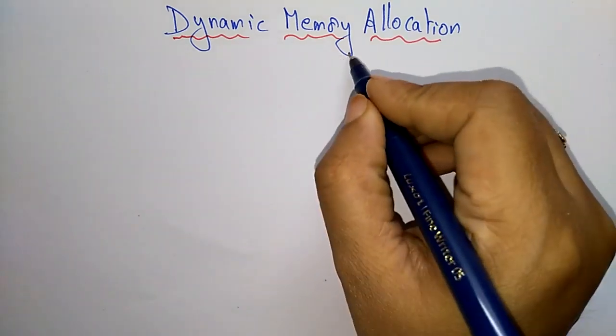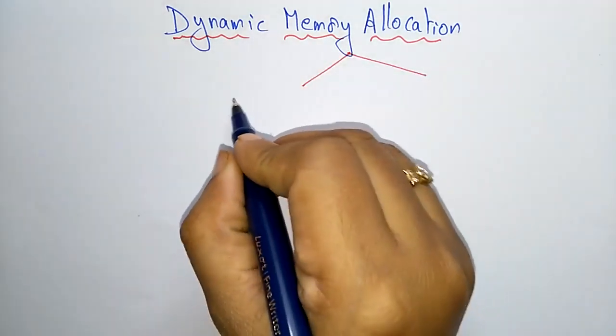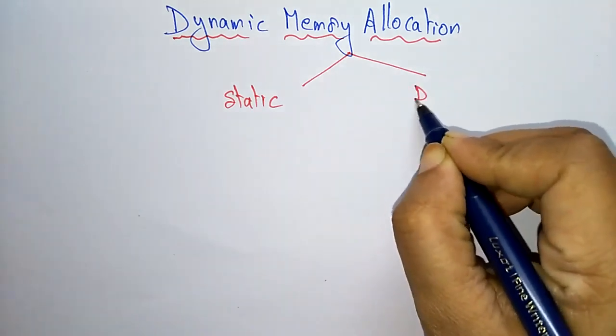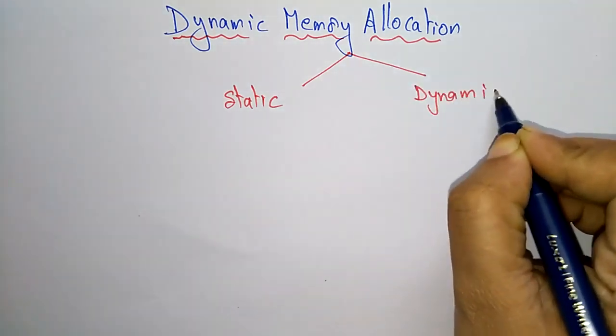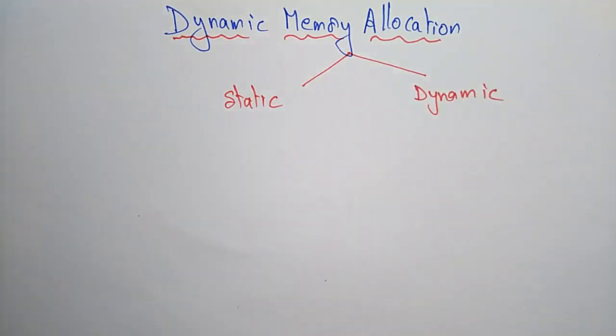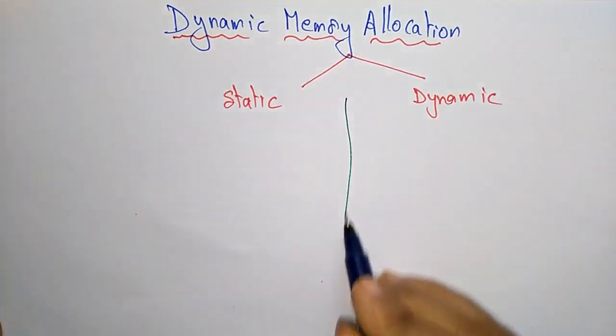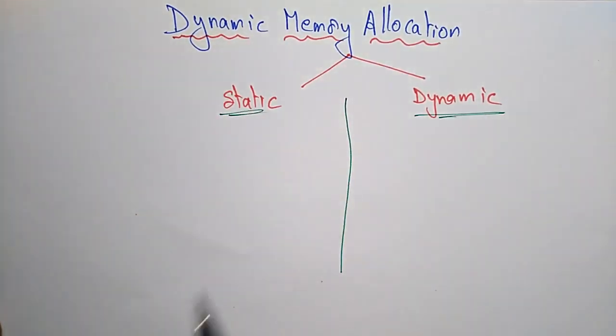Actually this memory allocation is of two types. The memory can be allocated in static or in dynamic. So the memory can be allocated within the system, and it can be static or dynamic. What is a static and what is a dynamic memory allocation?